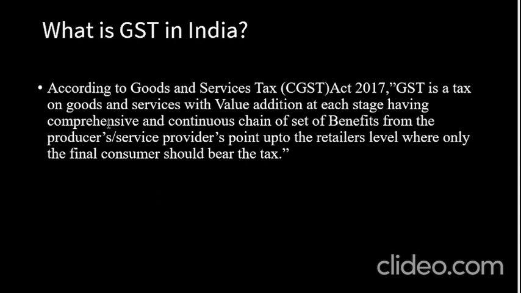So the tax is imposed on goods and services with value addition at each stage, that is, with the profit added at each stage, having a comprehensive and continuous chain of set of benefits. When I speak about the chain of set of benefits, it is with availing input tax credit for the tax which is being paid by each distribution channel from the producers or service providers point up to the retailers level. This benefit is enjoyed, where only the final consumers should bear the tax. So as the meaning is understood, let us get into a more detailed study on GST.